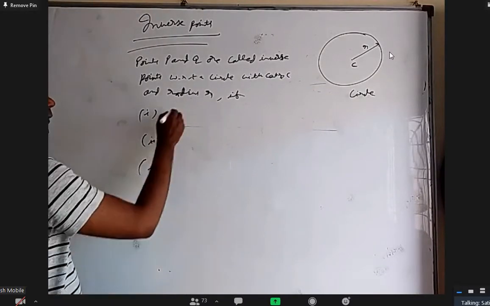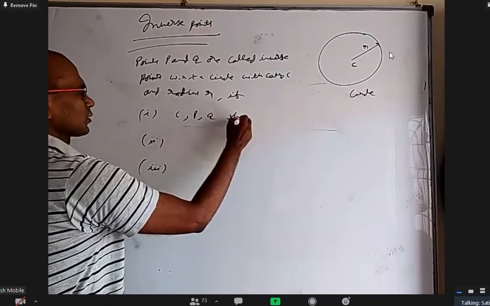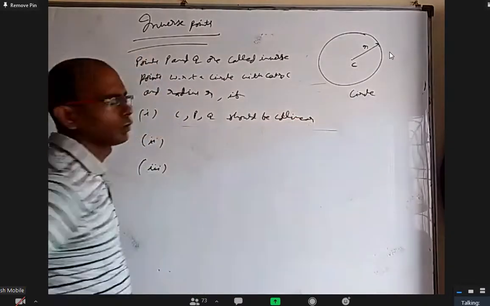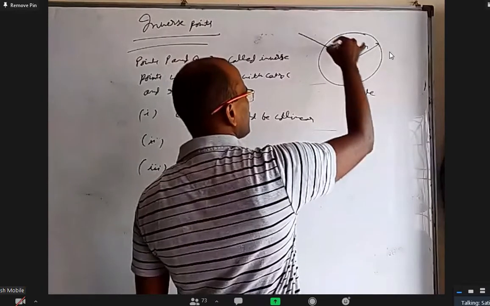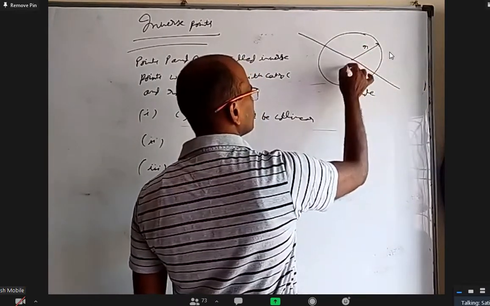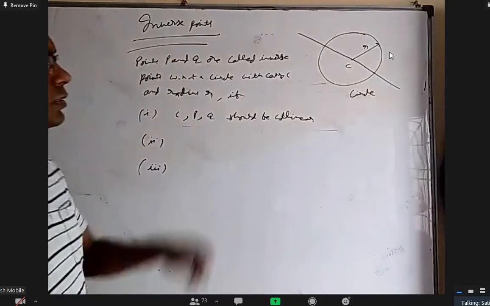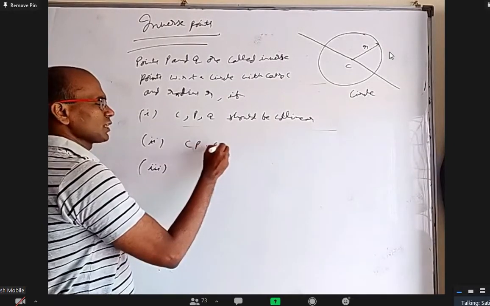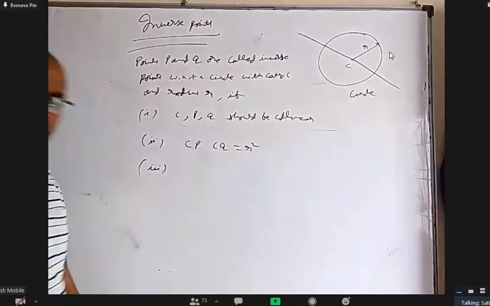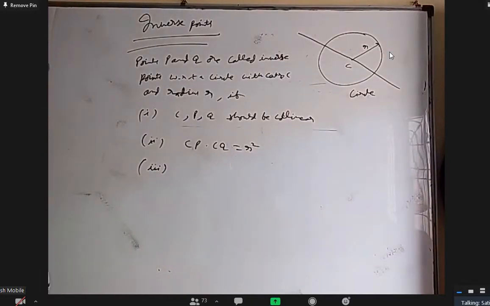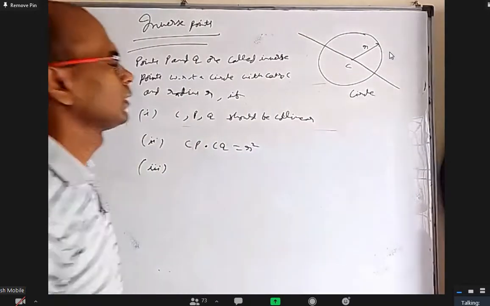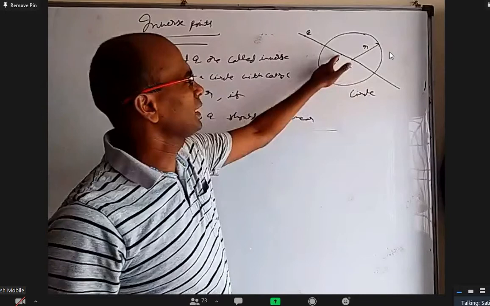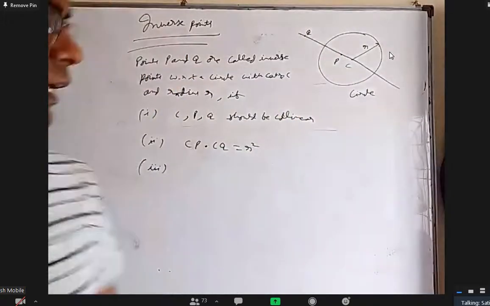First condition is C, P, Q should be collinear. Okay, P, C, Q should be in one line. So if I draw one line through the center, P can be anywhere on this, Q can be anywhere on this. Next, CP into CQ should be R square. So maybe P is here, Q is here, but the CP length and CQ length, the product should be the radius squared also.